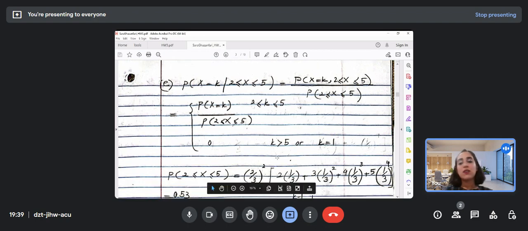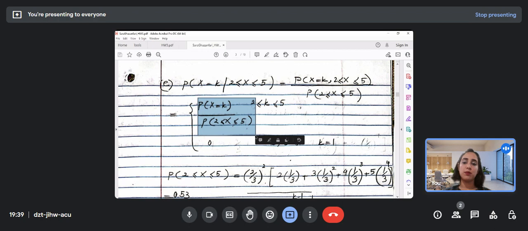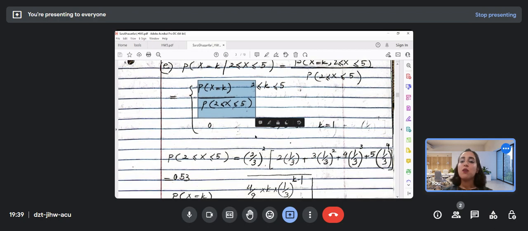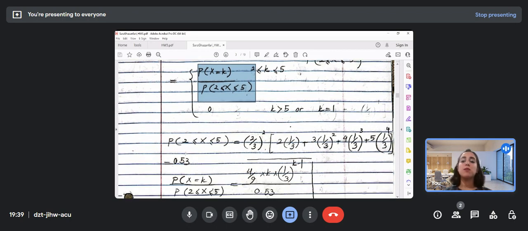Let's calculate the formula that we have here: the probability of x equals k divided by the probability of x between 2 and 5. The probability of x equals k is simple because we have it from the probability mass function. The probability of x between 2 and 5 is also simple, because we write it as the probability of x equals 2 plus the probability of x equals 3 plus the probability of x equals 4 plus the probability of x equals 5. Then we add all these values and get our answer.